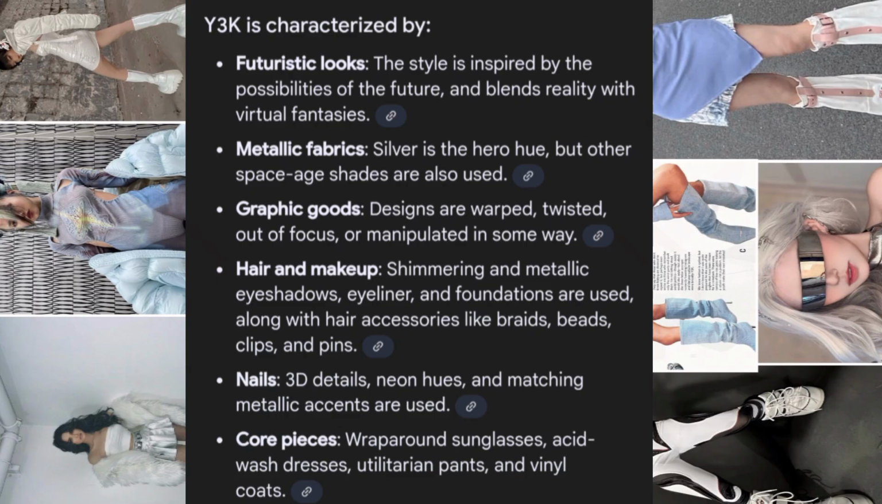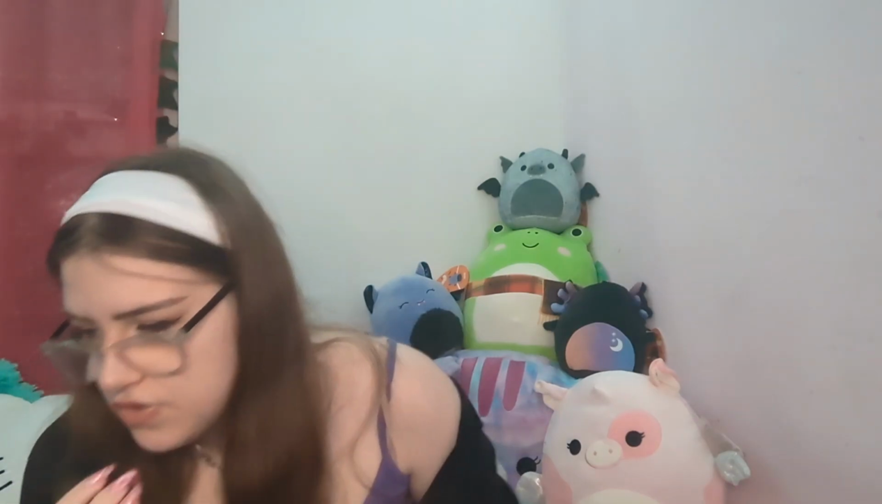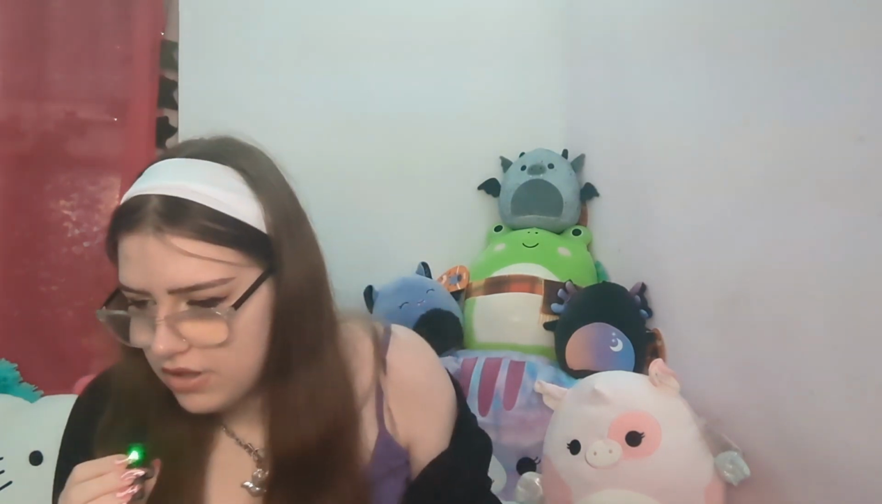Anyway, futuristic looks. The style is inspired by the possibilities of the future and blends reality with virtual fantasies. Metallic fabric, silver is the hero hue. That's such a weird way to put it. Sorry, this is the AI overview stuff. I'm not sure if it's quite good still. But the other space age shades are also used. So think of retro space age. I feel like that also comes under it, if you know what I'm on about.